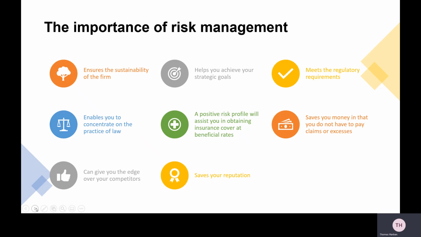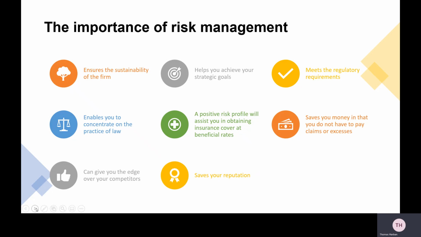A solid, effective risk management system will also enable you to concentrate on the practice of law. Imagine for a moment if a risk materialized and you had to spend a significant amount of time and resources either defending an action brought against your firm or dealing with matters at the Legal Practice Council. That will take you away from conducting your main business, which is the practice of law.